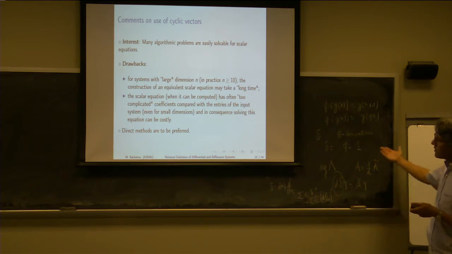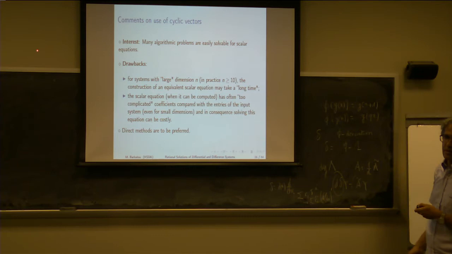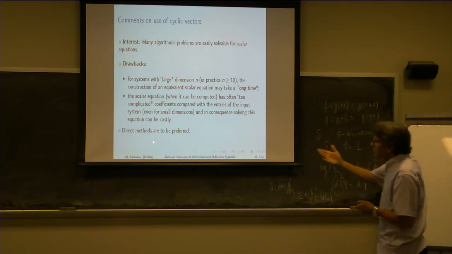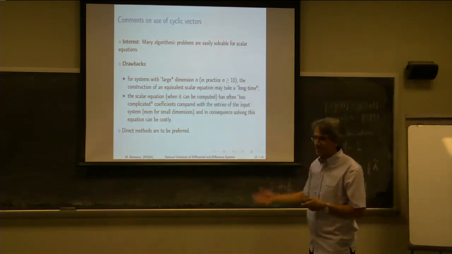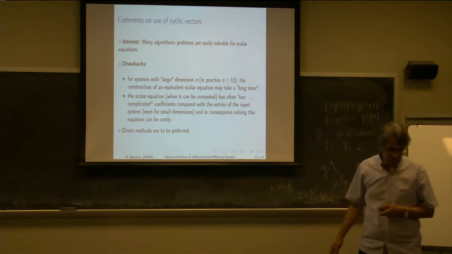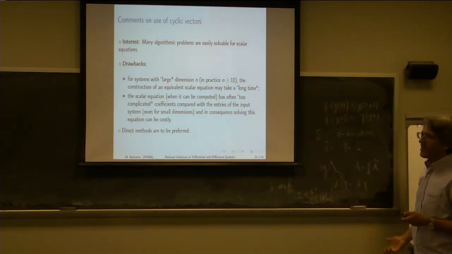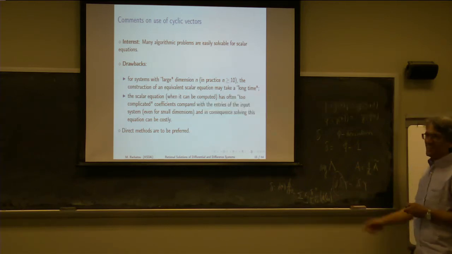Of course the drawback is the complexity, and this is what I told about. In practice, a system is large if the dimension is bigger than n equal to 10. But it's polynomial time, isn't it? Yes, it's polynomial. My message here is that direct methods ought to be preferred then. This is how I make my living, the direct method.